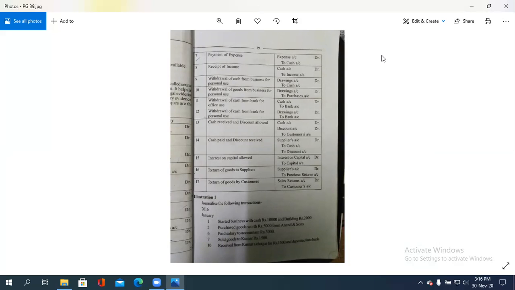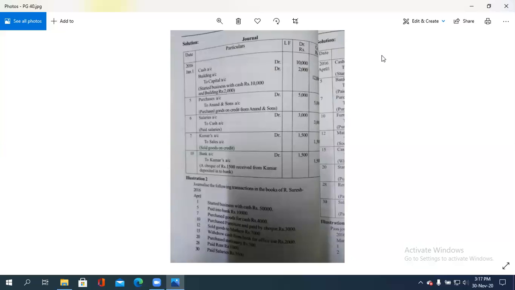The third is paid salary to the accountant. Salary is an expense. So salary account debit. And what is going out? Cash is going out. So salary account debit to cash.